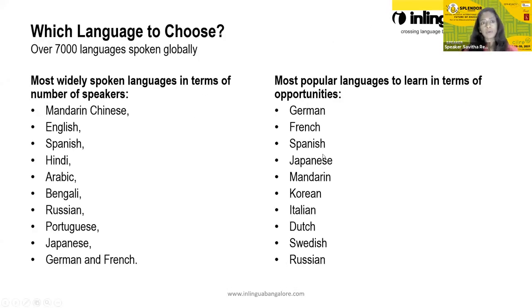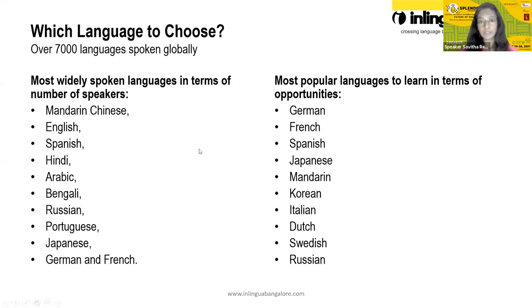So there are more than 7,000 languages spoken globally. So which language do we choose if a child wants to learn, or if anyone of us wants to learn a language? So which language do we pick up? The most widely spoken language in terms of number of speakers is Mandarin or Chinese, followed by English, Spanish, Hindi, Arabic, Bengali, Russian, Portuguese, Japanese, German, and French. This is mostly based on the number of speakers speaking that language.